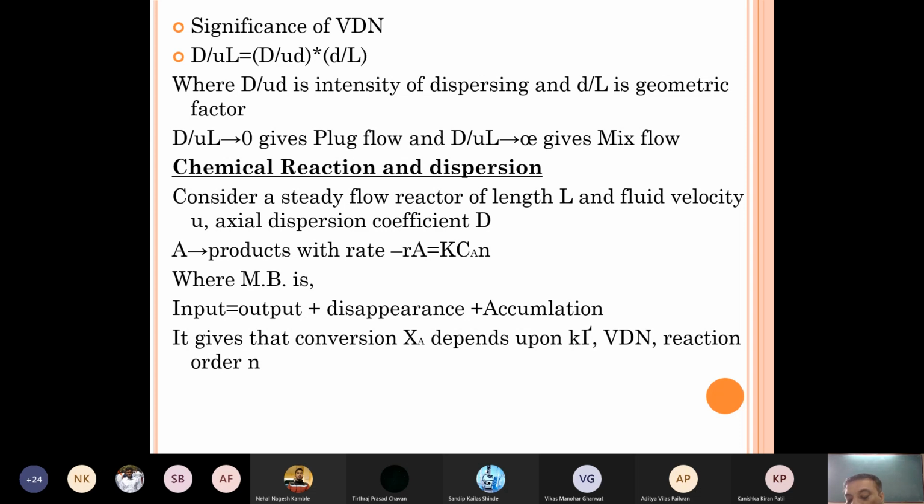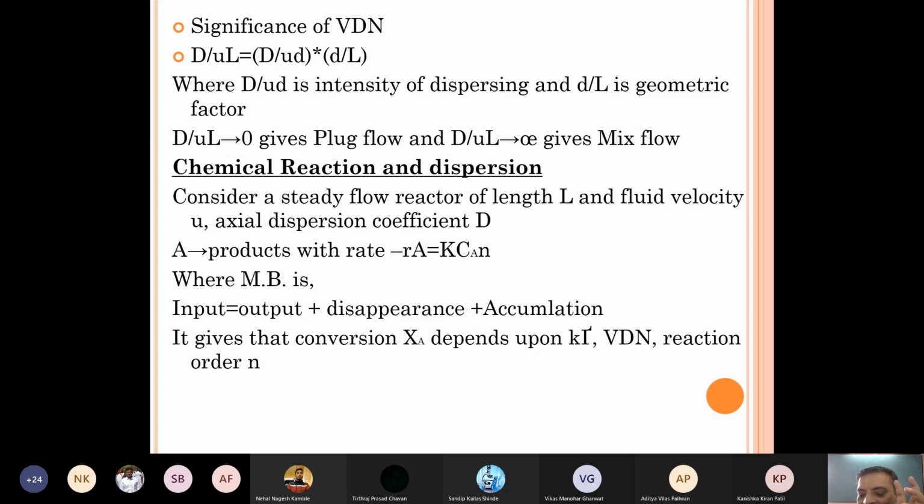Fluid velocity is U. Fluid velocity काय आहे? आपण सांगितलं ना, U. Axial dispersion coefficient is capital D. हे सगळं आपल्याला माहितीच आहे. Then we will consider the reaction. What is the reaction? A gives product. First simple reaction घेतली बस. अवघड reaction घ्यायची नाही derivation ला.